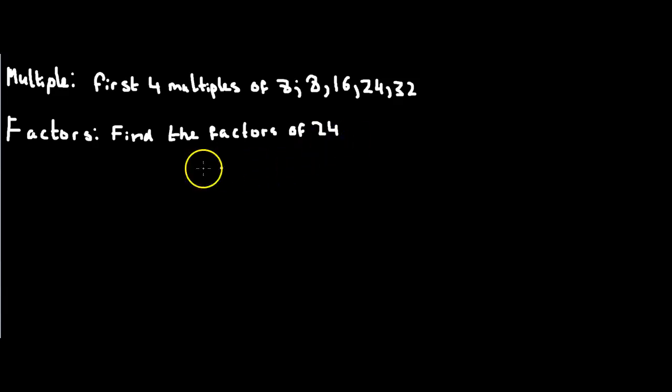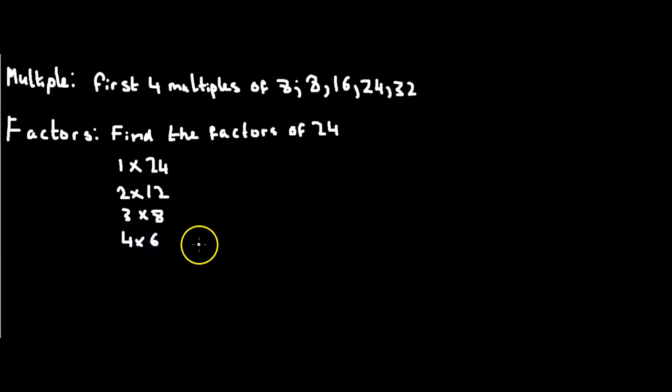What we can do is start off with 1, because 1 is always a factor of everything really. So 1 times 24 equals 24. So 2 times what equals 24? 2 times 12 equals 24. 3 doesn't go into, oh yeah, it does. 3 times 8 equals 24. 4 times 6 equals 24.